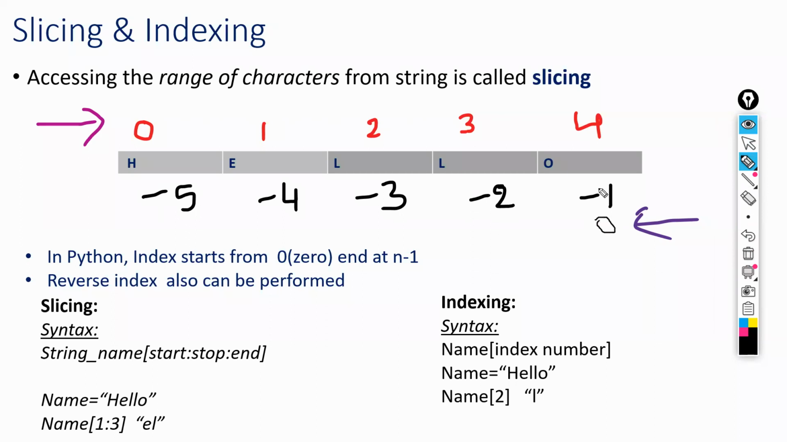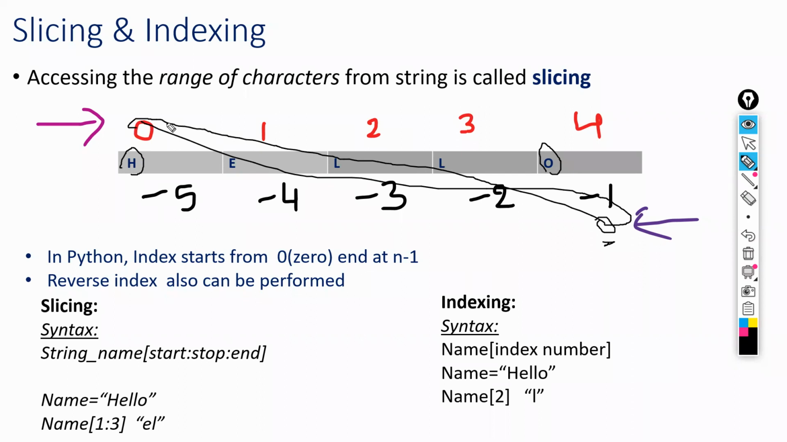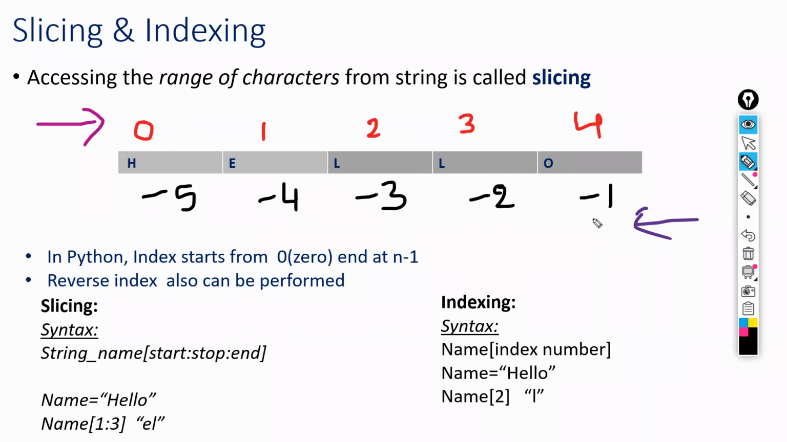If I give 0, the Python interpreter will get confused. What is the element you want to access? You want to access H or you want to access O? Because if the reverse indexing starts from 0 and the forward indexing starts from 0, both are overlapped values. So that's the reason it starts from -1. The index starts from 0 and goes to n minus 1. Reverse index is also possible. This is the forward indexing and this is the reverse indexing.